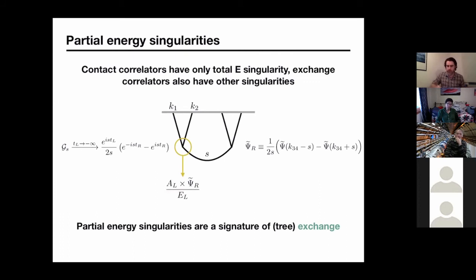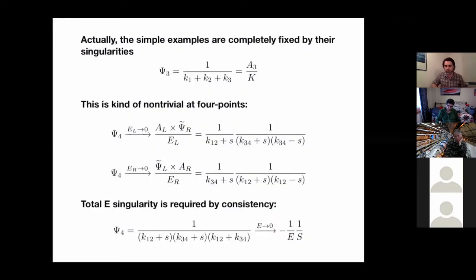For my purposes, the important thing is that the presence of these partial energy singularities is a signature of tree level exchange of a particle. If I handed you a random object, by looking at its singularities you can infer a little bit about the type of bulk process that gave rise to it. If it had these exchange singularities or these partial energy singularities, you would know that it came from a bulk exchange of a particle.